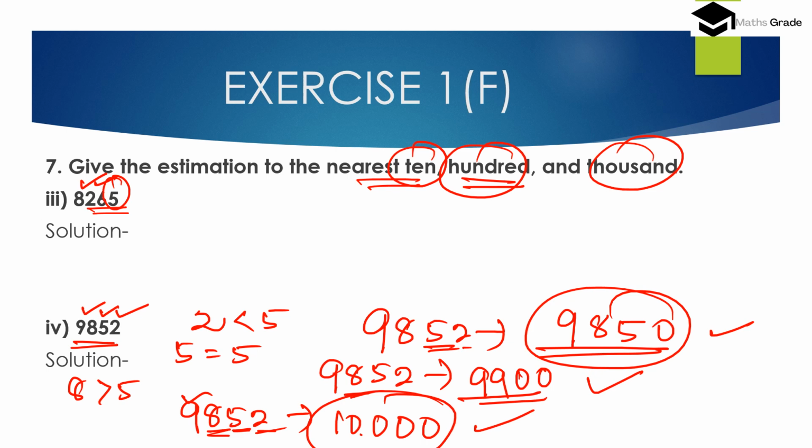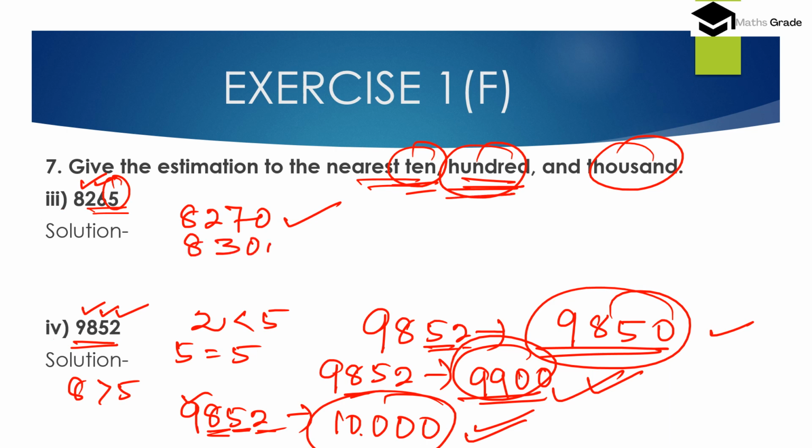Now 9852 rounded off to the nearest 10 is 9850. 9852 rounded off to the nearest 100 is 9900. And 9852 rounded off to the nearest thousand is 10,000. And 8265 rounded off to the nearest 10 is 8270. And 8265 rounded up to the nearest 100 is 8300. And 8265 rounded up to the nearest 1000 is 8000.